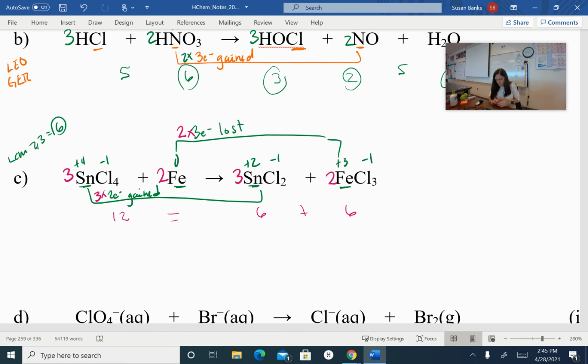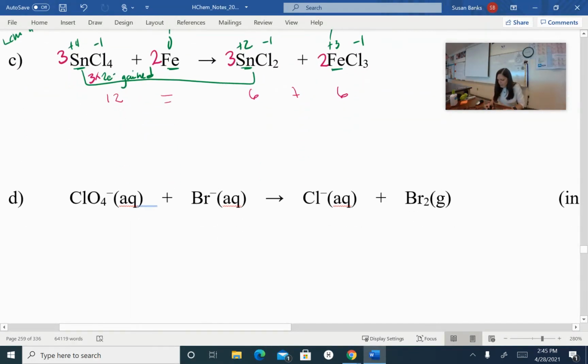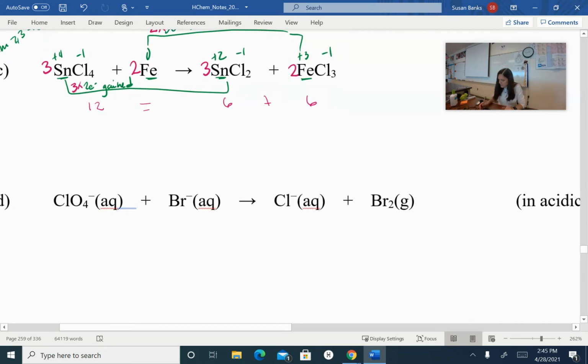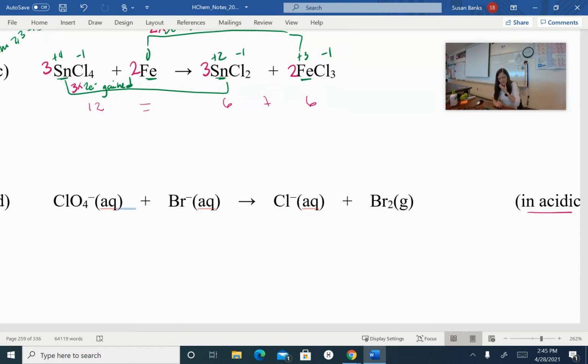All right, so here we go. This one, we start throwing in charges. And this one is in acidic solution. So we're going to balance using hydrogen plus ones. Okay? Our very first thing we need to do is put in our oxidation states. So take a minute, put in your oxidation states, and check it in a sec.